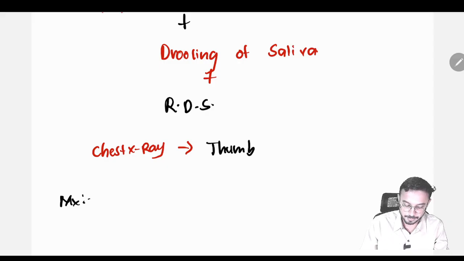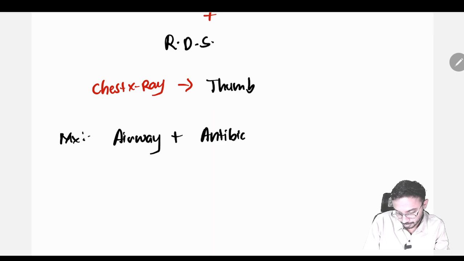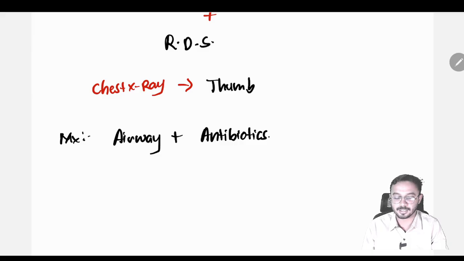Thumb sign. Okay. And how do you manage it? By securing the airway, plus antibiotics. Okay, so this is a bacterial infection. No, that's why I am going to give the antibiotics.